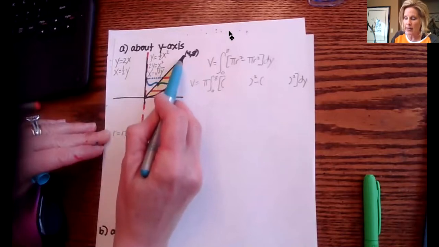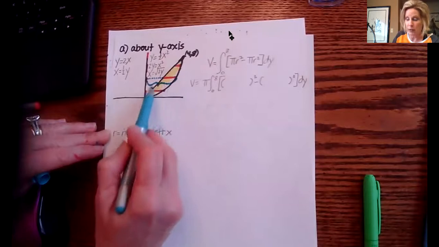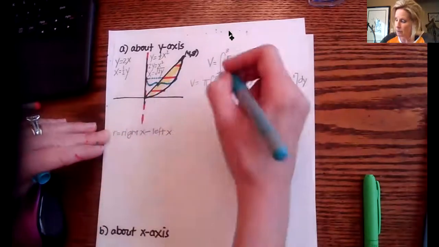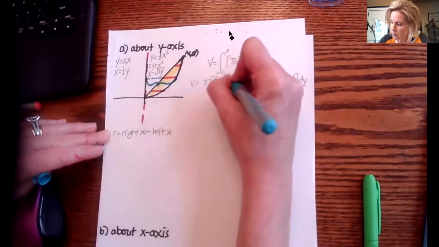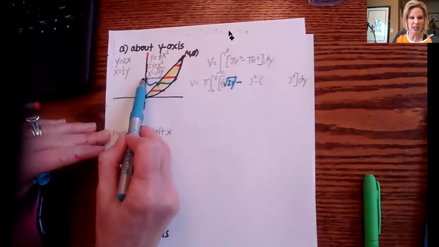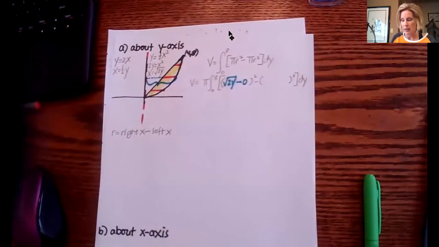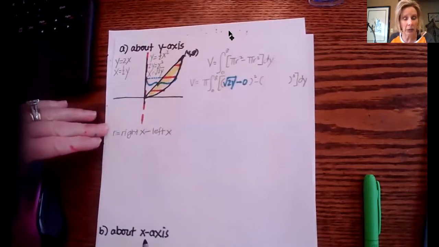So I need right x. Right x is going to be the x on the curve. So that's going to be the square root of 2y. Left x will be here, and that's just x equals 0. Got that? Now, I'm also going to measure right x minus left x on the inner radius.